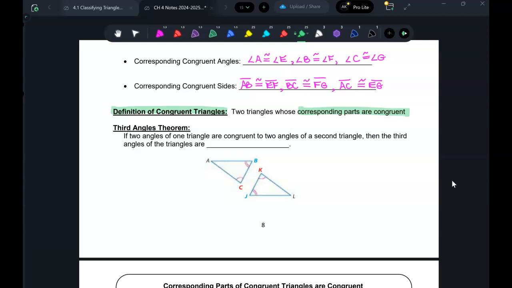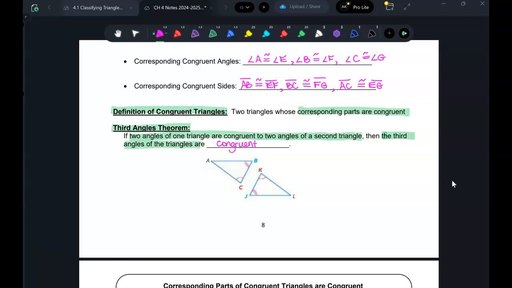Okay. All right, third angles theorem. If we know two angles of one triangle are congruent to two angles of a second triangle, so if these two are congruent to these two, the third ones have to be. Why? Because it adds up to 180. Isn't that already a theorem we have? If one angle is congruent to another angle.